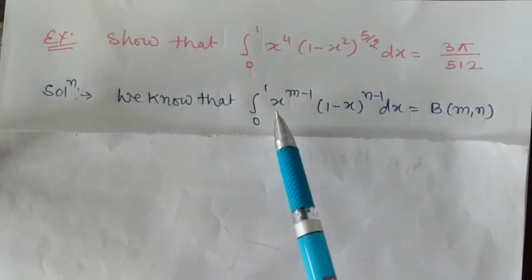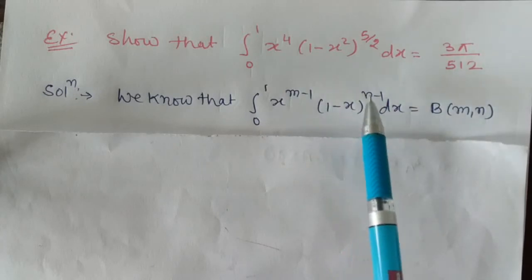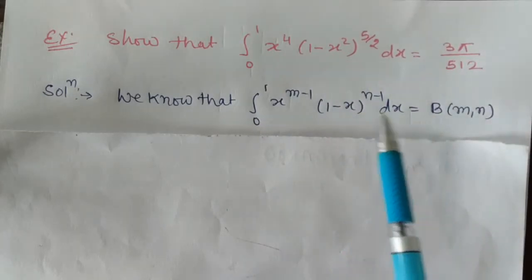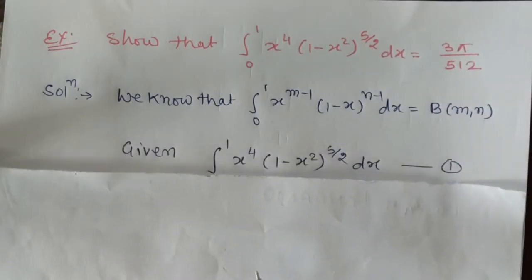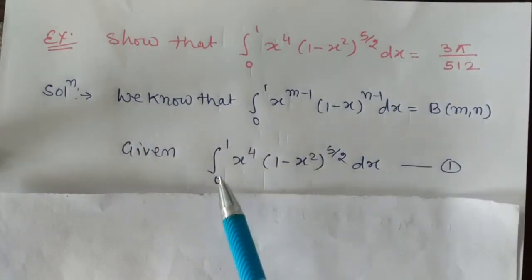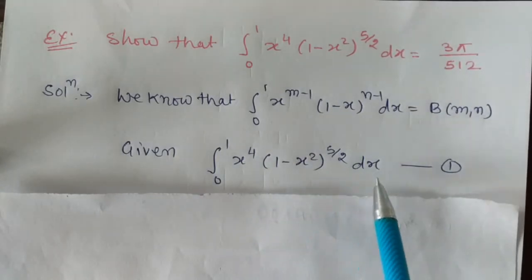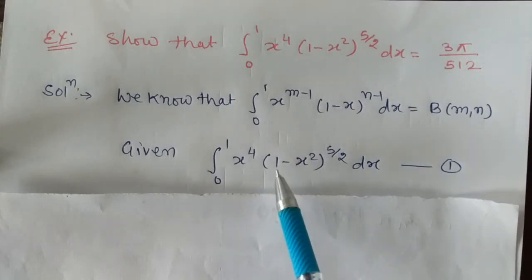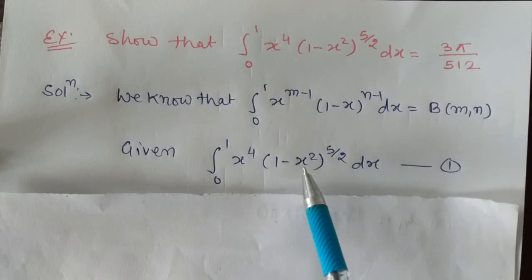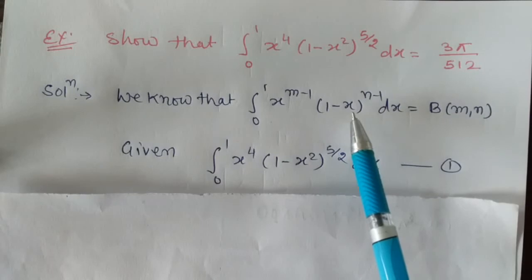integral 0 to 1 x power m minus 1 into (1 minus x) whole power n minus 1 dx is equal to beta m, n. And the given integral is 0 to 1 x power 4 into (1 minus x square) whole power 5 by 2 dx. So in the given integral we have in bracket 1 minus x square, but in the standard form of beta function we have 1 minus x only.